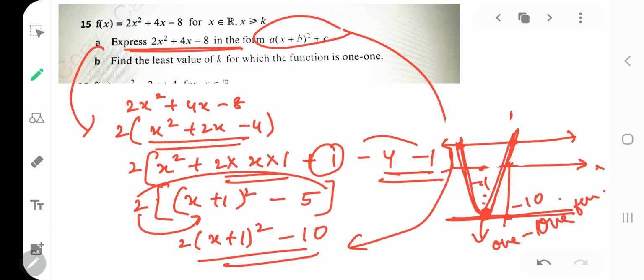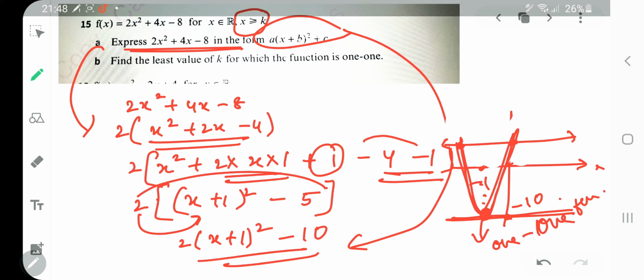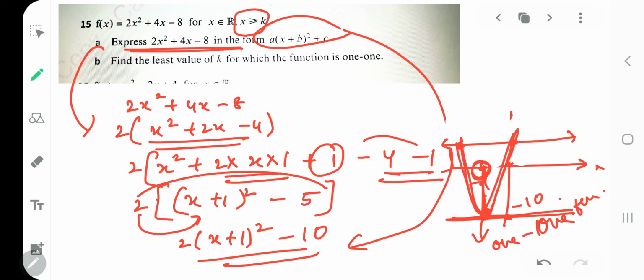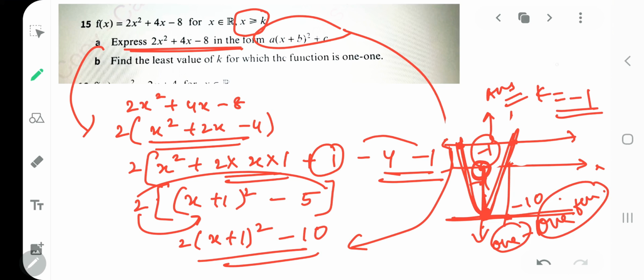But what do you want? This is k. K is what? Your domain, not the range. So if you give -10, then you are giving a range, so take it upwards. Here it cuts at -1, so that is the least value. So the answer for this is k is -1. So x is greater than or equal to -1 when it is the least 1-to-1 function. Getting my point clear?